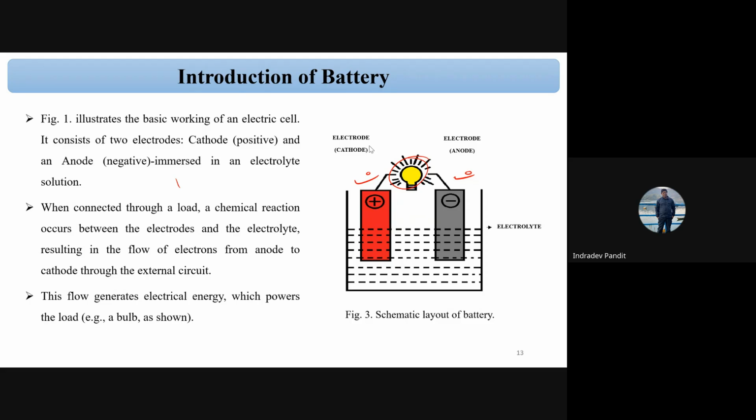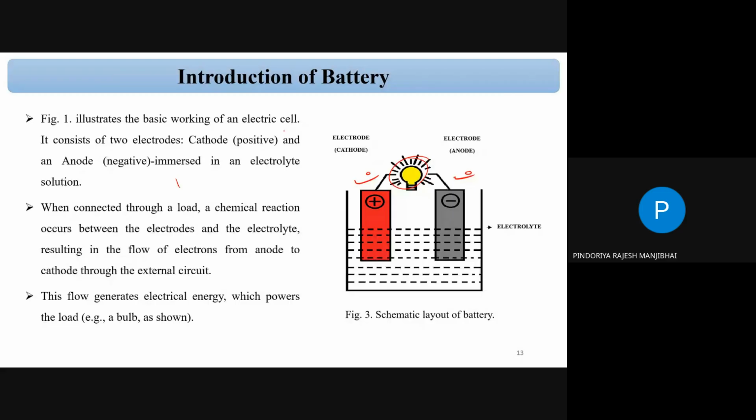Electrode means tappings from different cells or cell combinations. So we have a positive terminal and negative terminal. There is a positive terminal and negative terminal. Both are the electrodes, correct?